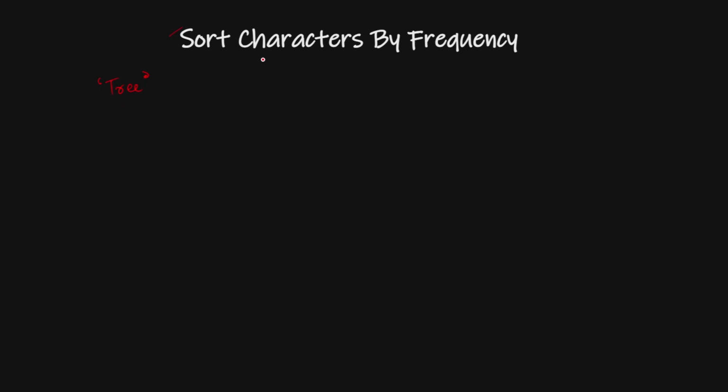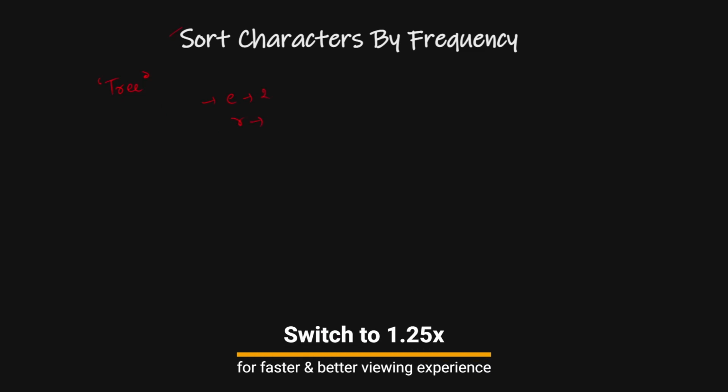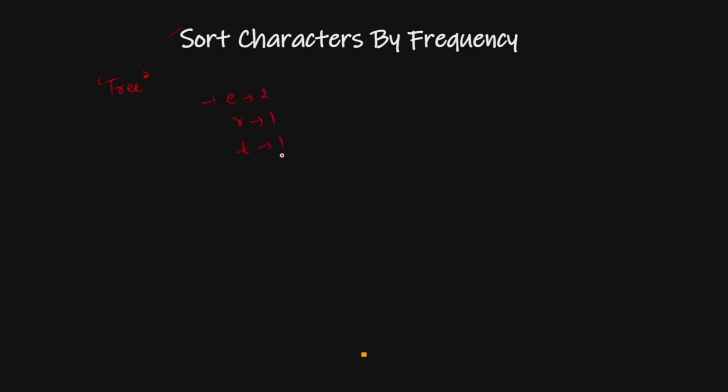to character frequency. So here if I see, E has frequency 2, R has frequency 1 and T has frequency 1. So my answer will be EE and now I can choose any one of them, like RT, or I can have EETR. So I have to return any one of them. Any one of them will be my answer.